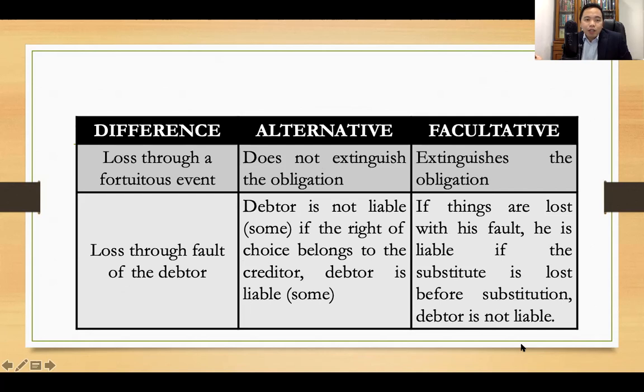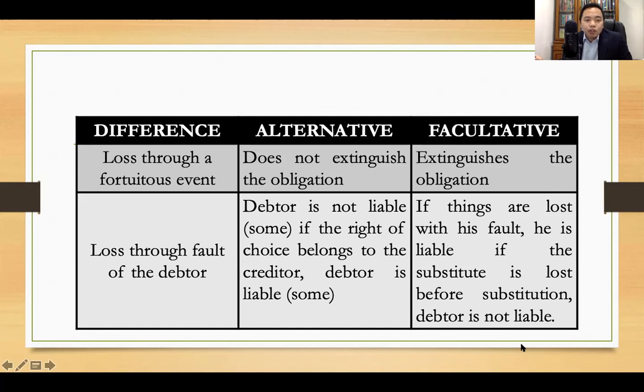Okay. What about loss due to a fortuitous event? The loss through a fortuitous event does not extinguish an alternative obligation. On the other hand, the loss through a fortuitous event in a facultative obligation extinguishes the obligation. Why? Because there is only one prestation involved.